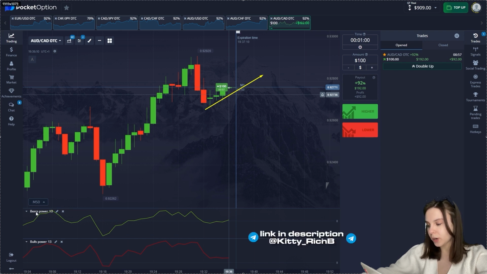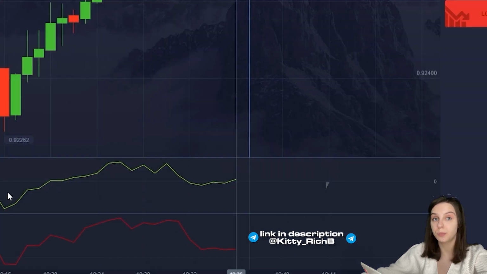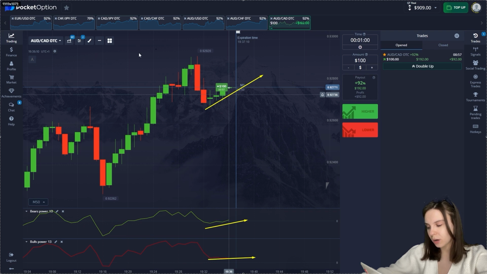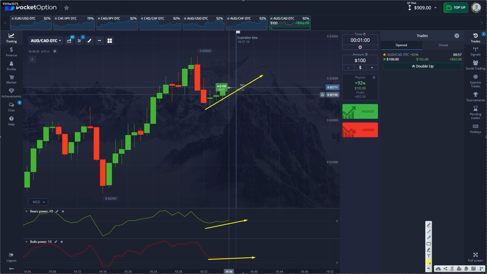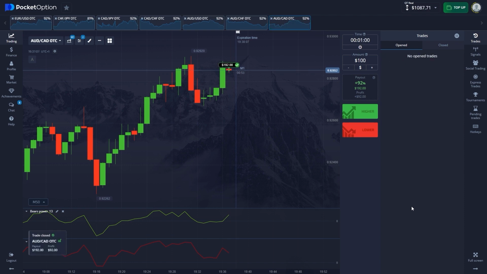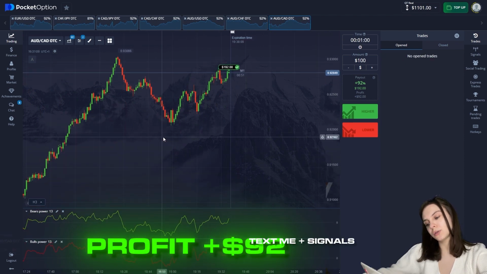If we further look at our two indicators, Bears and Bulls Power, we will see that there is also a clearly upward trend. Of course, the bulls have a little uncertainty since the growth is weak, but the bears are in a state of growth, so we can safely open a trade for an increase. And let's just follow our chart. Great, this deal also closes in plus.